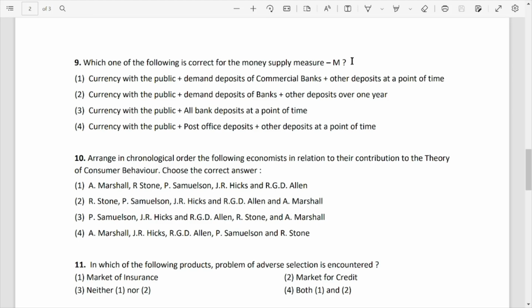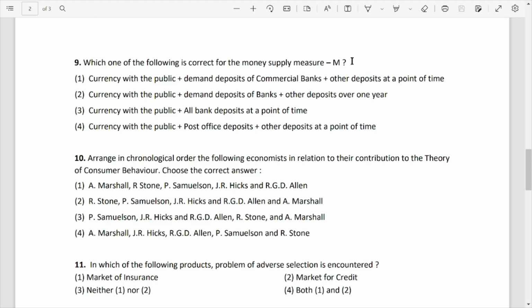Now next is, arrange in chronological order the following economists in relation to their contribution to the theory of consumer behavior. I have discussed this earlier, but now you can see here. First one is A. Marshall, R. Stone, Samuelson. No, this is wrong. Stone, Samuelson, J.R. Hicks. No, this is also not correct. Samuelson, J.R. Hicks, R.G.D. Allen. No. Then the fourth one is Alfred Marshall, J.R. Hicks, R.G.D. Allen, P. Samuelson, R. Stone. Yes.